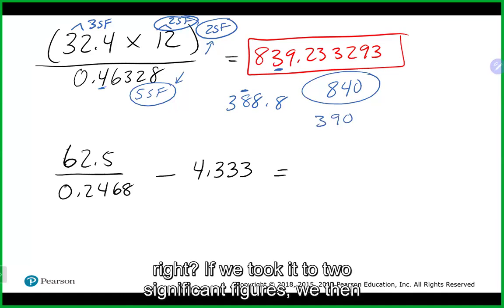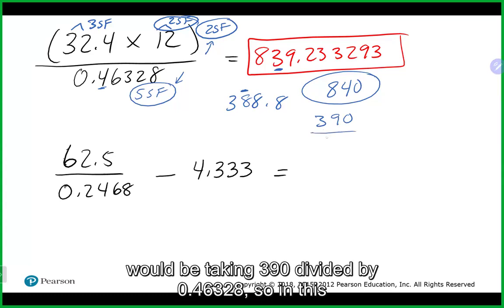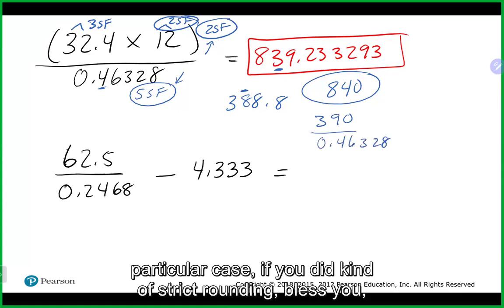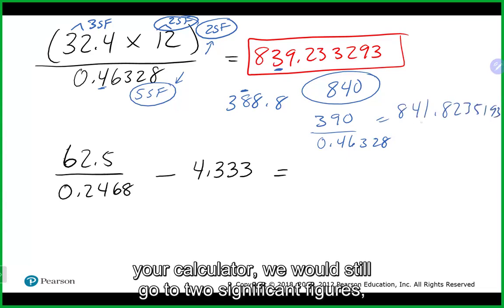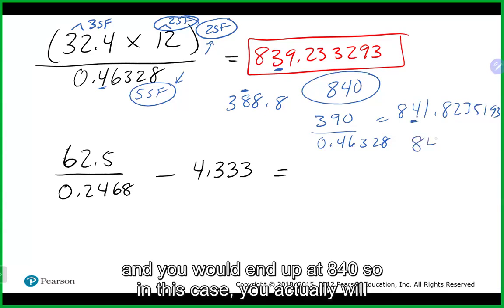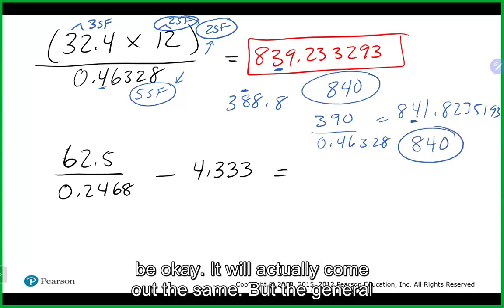If we took it to 2 significant figures, we then would be taking 390 divided by 0.46328. So in this particular case, if you did strict rounding before you got to the end, you would end up with 841.8235193 on your calculator. We would still go to 2 significant figures, and you would end up at 840. So in this case, you actually will be okay. It will actually come out the same.